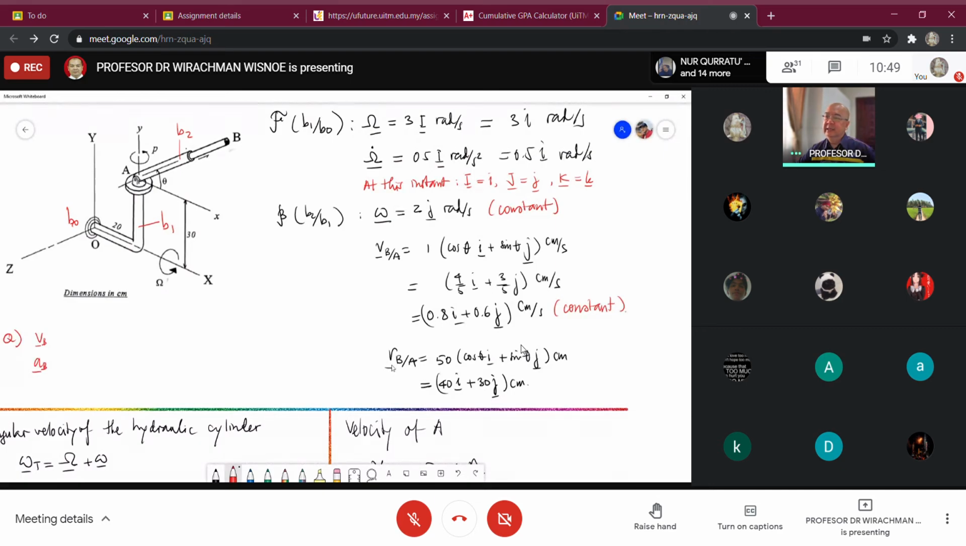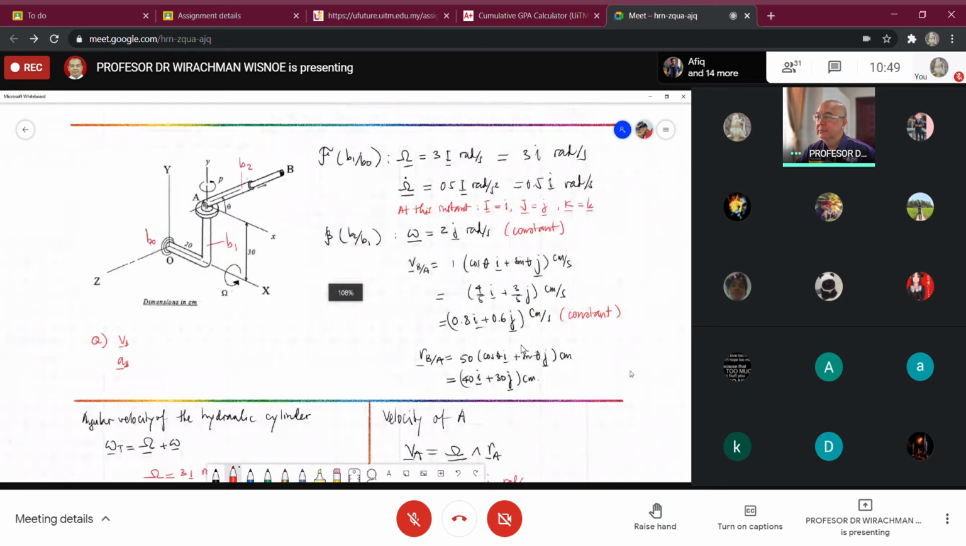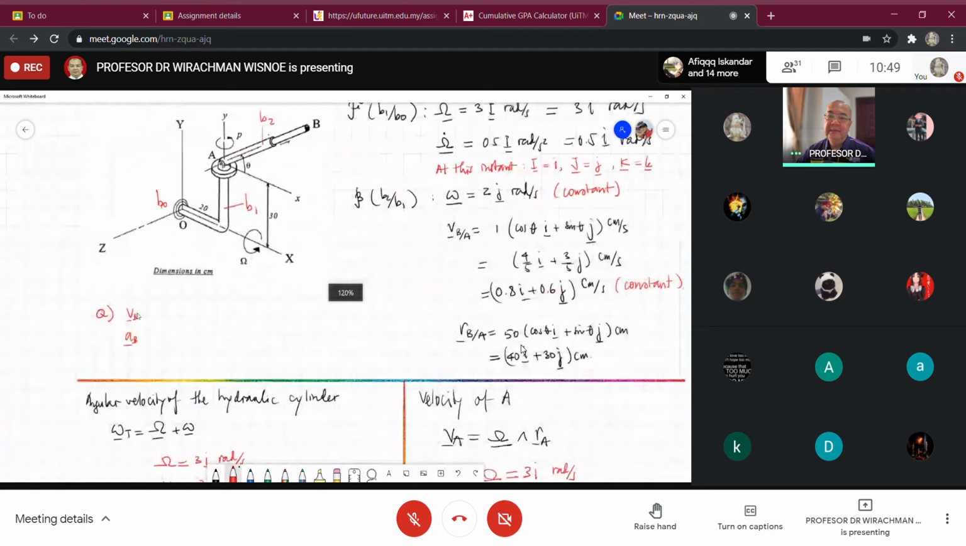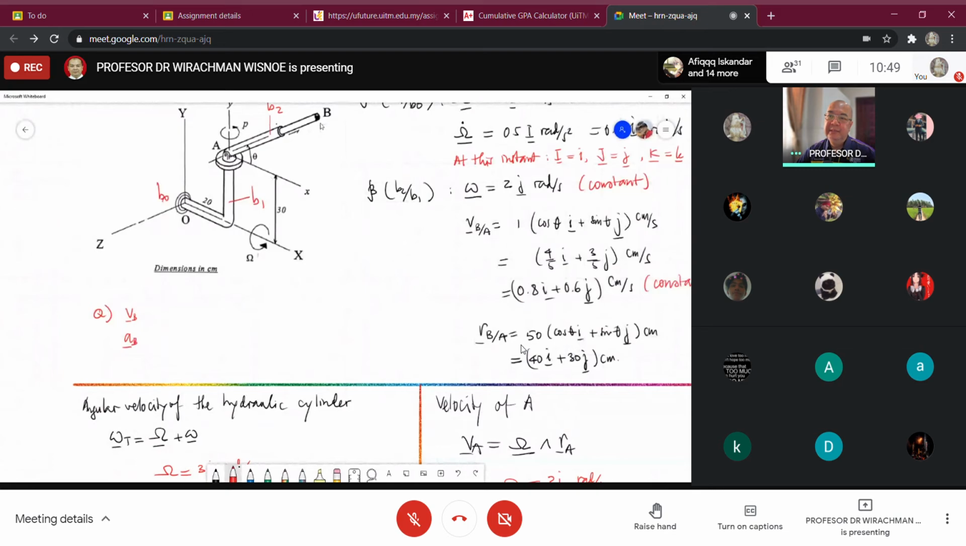Now let's see the position of B with respect to A. From B to A, it is given as 50 centimeters. Again, the 50 centimeters is in this direction of the cylinder. So if you write it in vector form, you need to find the component in the x direction and the component in the y direction. So you have this. Now, the question is about the velocity of point B and the acceleration of point B.